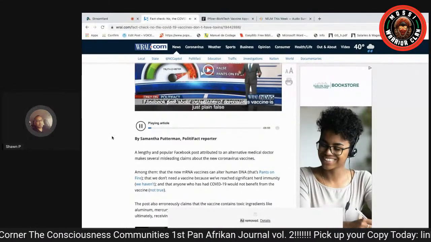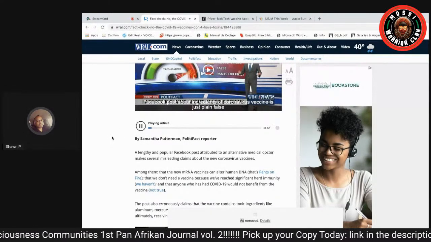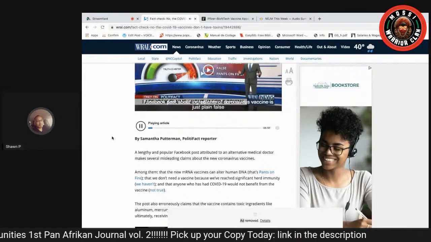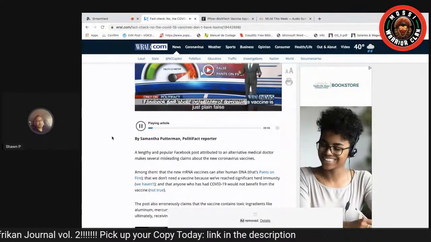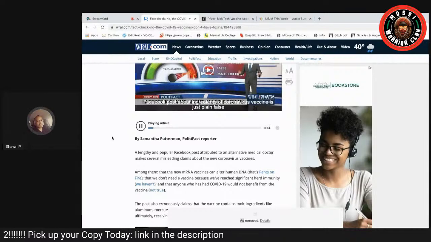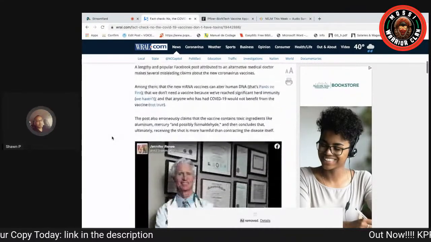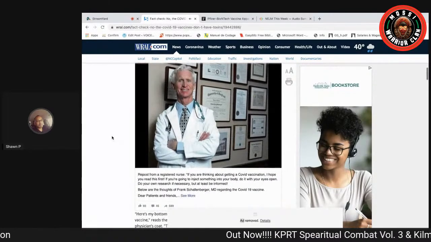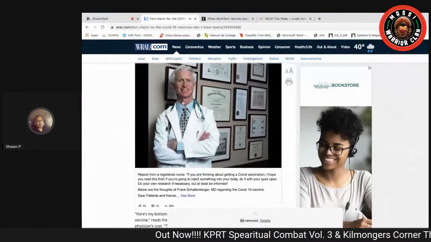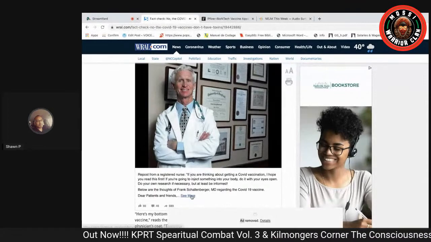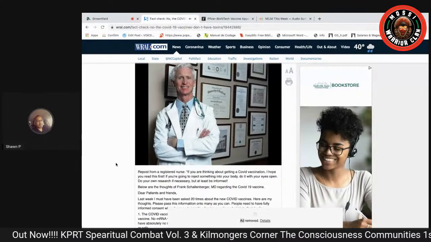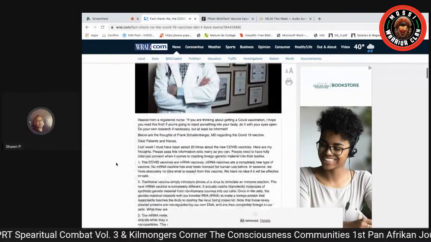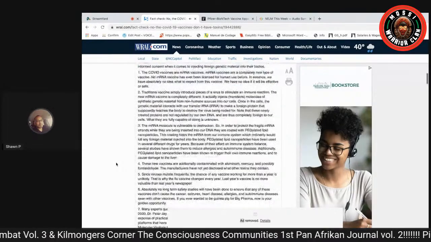Among them, that the new mRNA vaccines can alter human DNA, that's pants on fire, that we don't need a vaccine because we've reached significant herd immunity, we haven't, and that anyone who has had COVID-19 would not benefit from the vaccine. Not true. The post also erroneously claims that the vaccine contains toxic ingredients like aluminum, mercury, and possibly formaldehyde, and then concludes that, ultimately, receiving the shot is more harmful than contracting the disease itself.